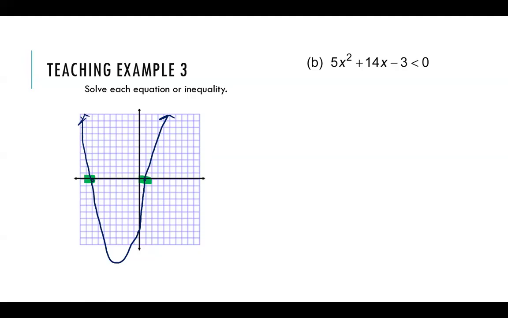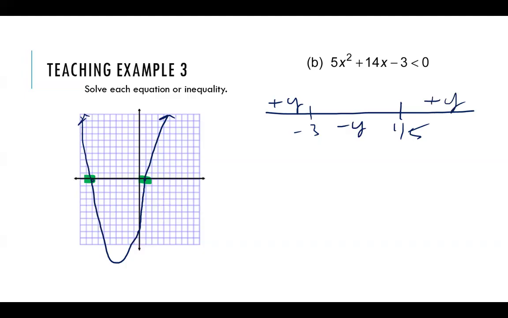So when I look here, we're going to create a sign chart. So on that sign chart, I have -3, and I have positive 1/5. From our graph, we know that the values to the left of -3, those are positive y's, right? The values between -3 and 1/5, those are negative y's, right? And then the values to the right of 1/5 are going to be positive y's. Agree? That's what we need to know to solve this inequality.